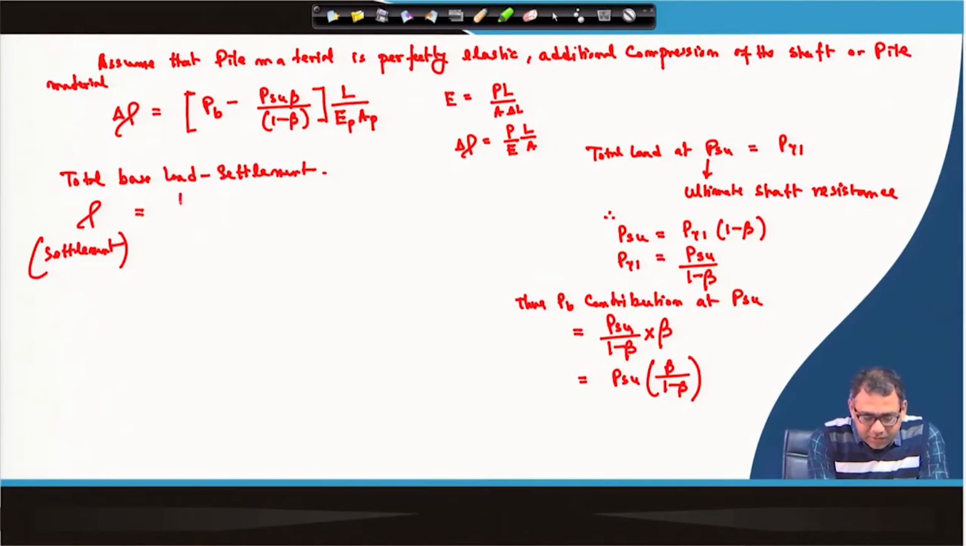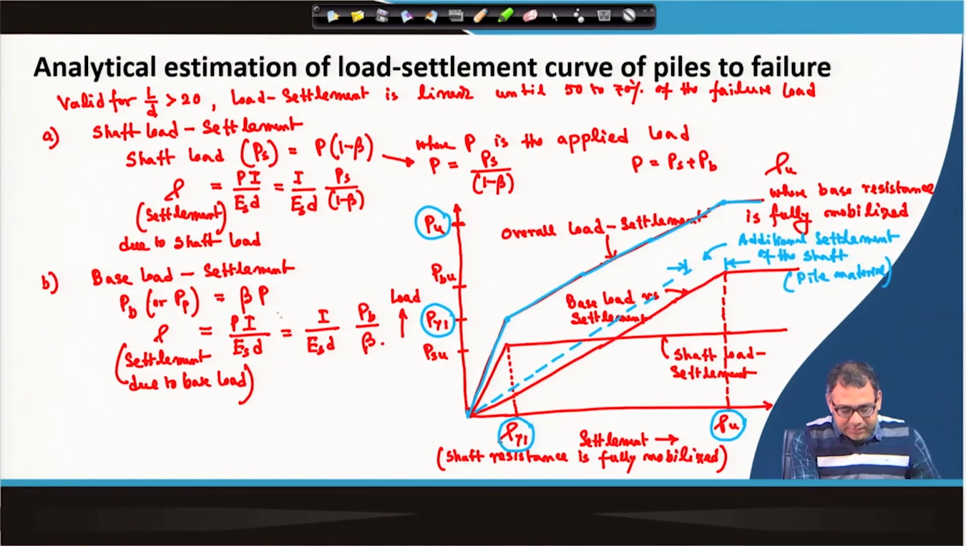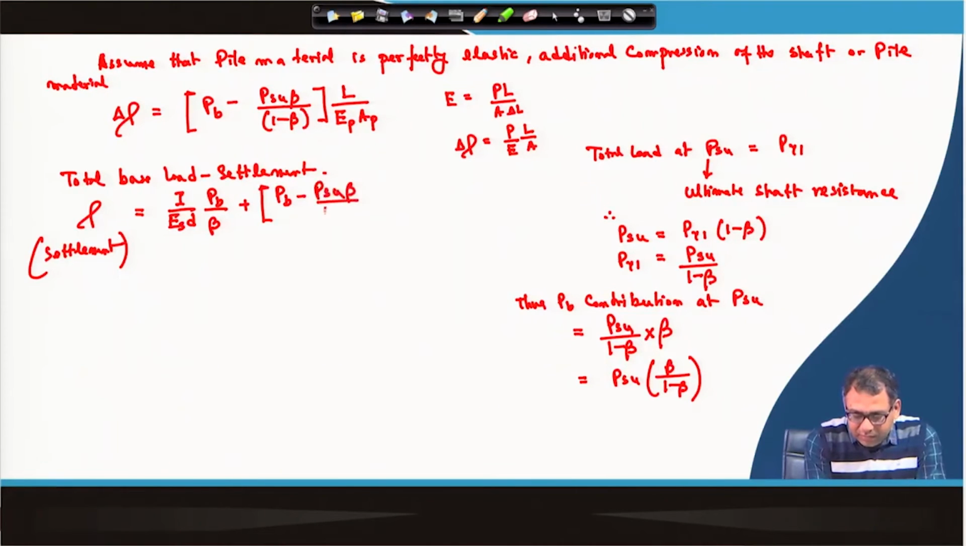So, settlement due to the soil will be I by Es d, and that is P, and P we will convert in terms of base. So, this is the base. Okay. So, this base is Pb divided by beta, then plus this settlement, then (Pb minus Psu) beta (1 minus beta) into L by Ep Ap.